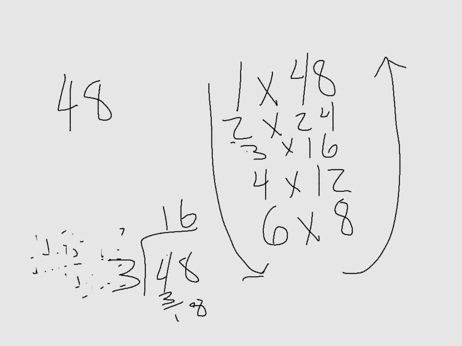So the only number that's left is between 6 and 8, and that's 7. And we know that 48 is not divisible by 7. So these right here are my 10 factors of 48. All right, we're going to try one more, and I want you to, again, pause the video and try it, then go from there.